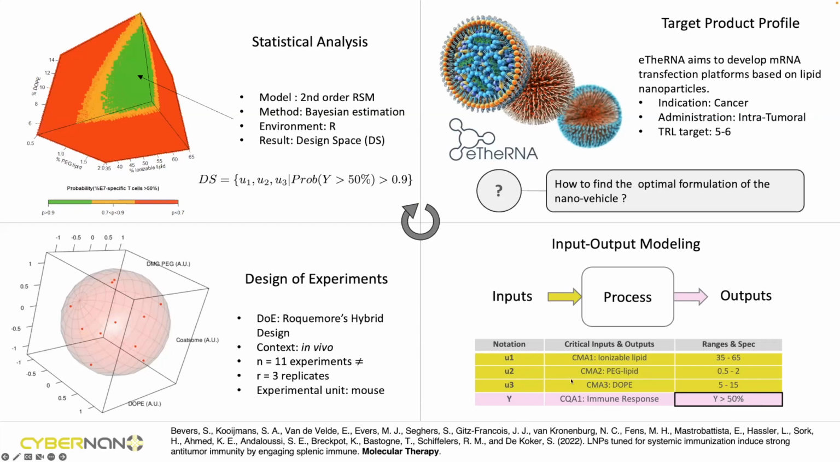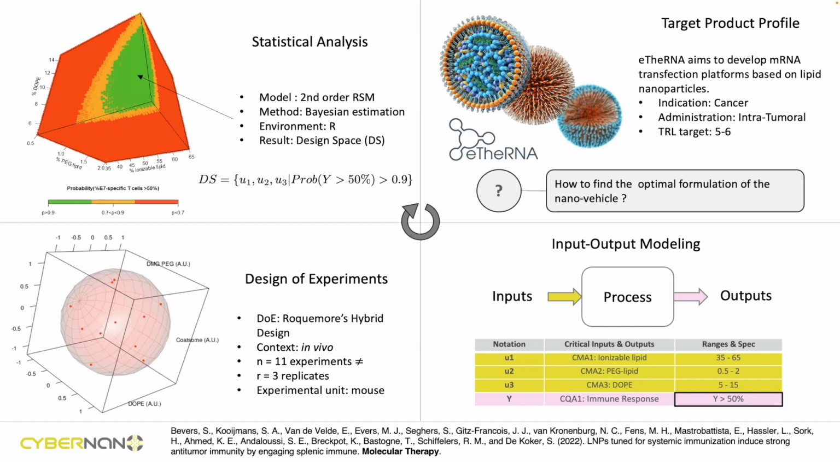But we need to determine the relationship between the input and the output. To do that, we need to get data, and to collect the data, we need to design some experiments. So this is a specific Rockmore's hybrid design which we have implemented. Each red dot corresponds to a specific experiment. We have only 11 experiments carried out in triplicates in an in vivo context.